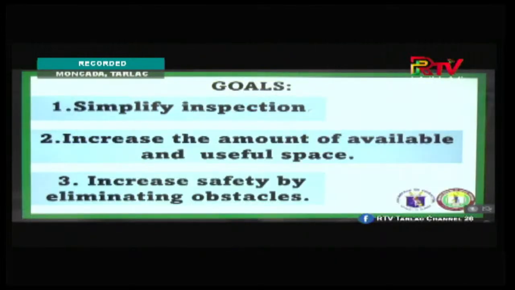First, simplify inspection. Second, increase the amount of available and useful space. And lastly, increase safety by eliminating obstacles.